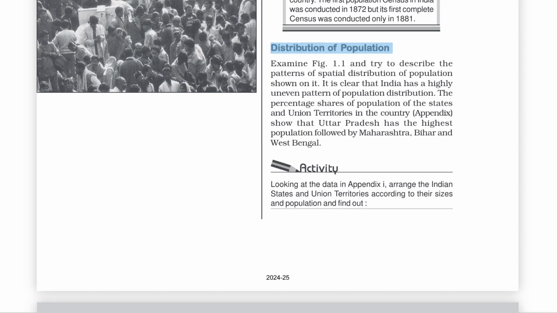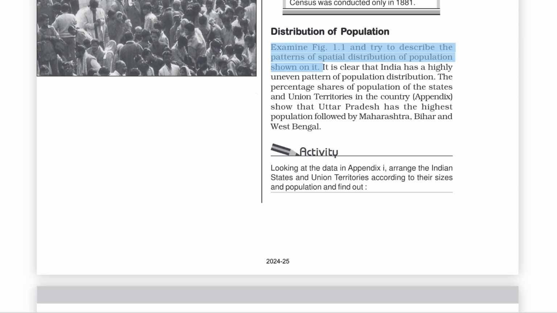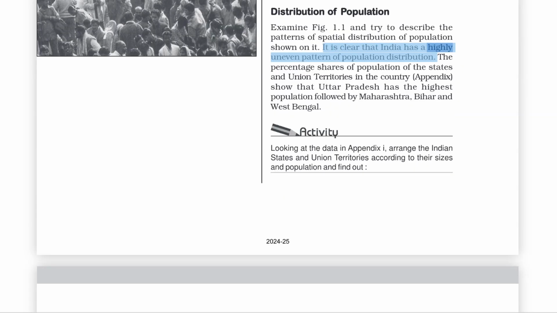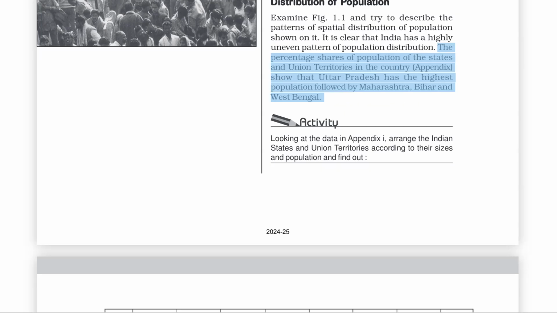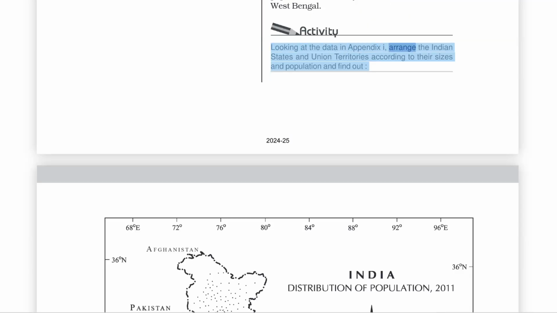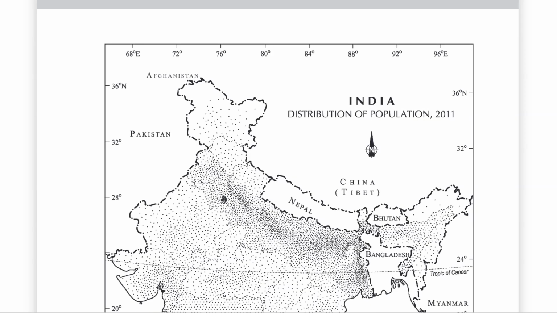Distribution of population. Examine Figure 1.1 and try to describe the patterns of spatial distribution of population shown on it. It is clear that India has a highly uneven pattern of population distribution. The percentage shares of population of the states and union territories in the country, Appendix I, show that Uttar Pradesh has the highest population followed by Maharashtra, Bihar and West Bengal. Looking at the data in Appendix I, arrange the Indian states and union territories according to their sizes and population and find out. Figure 1.1, India, Distribution of Population.